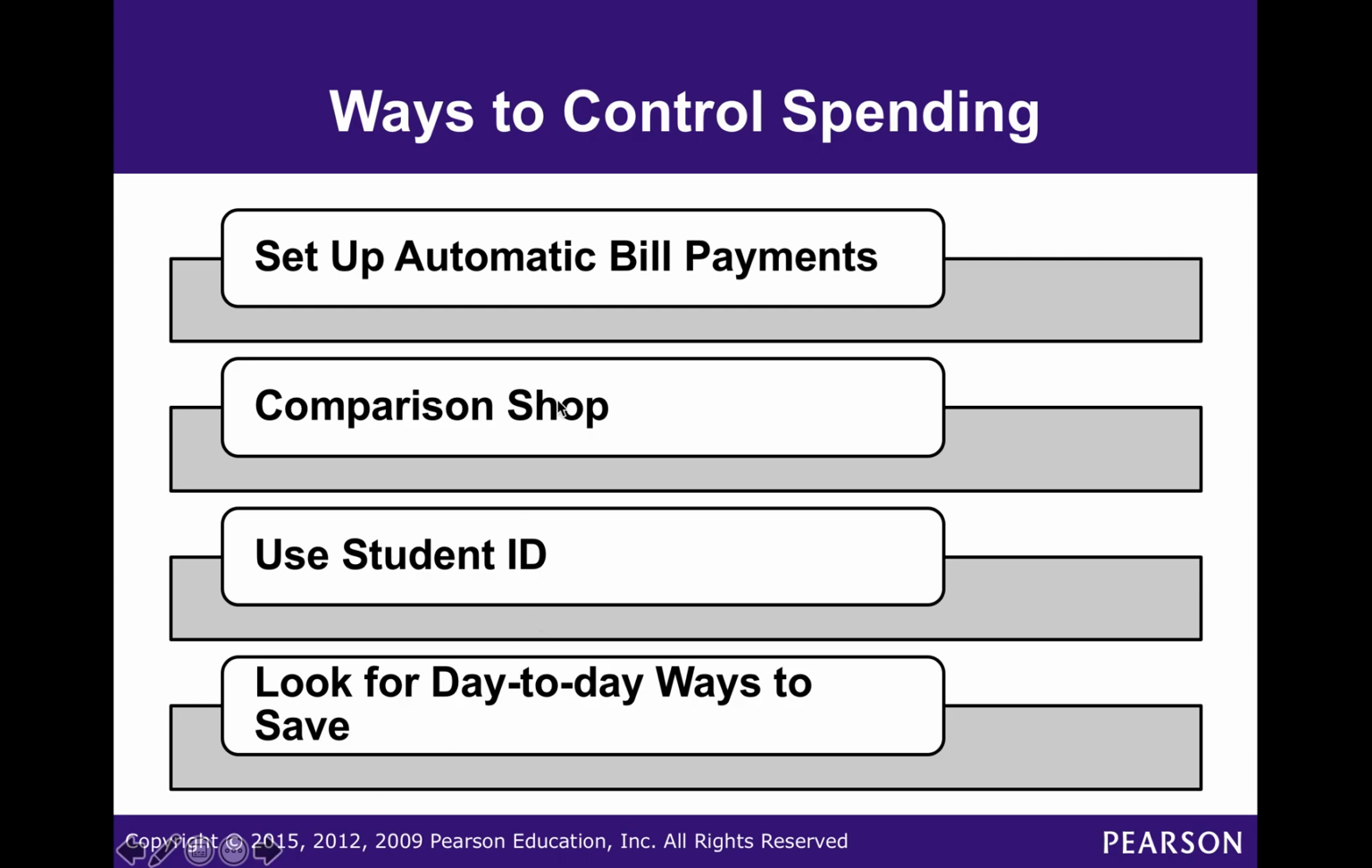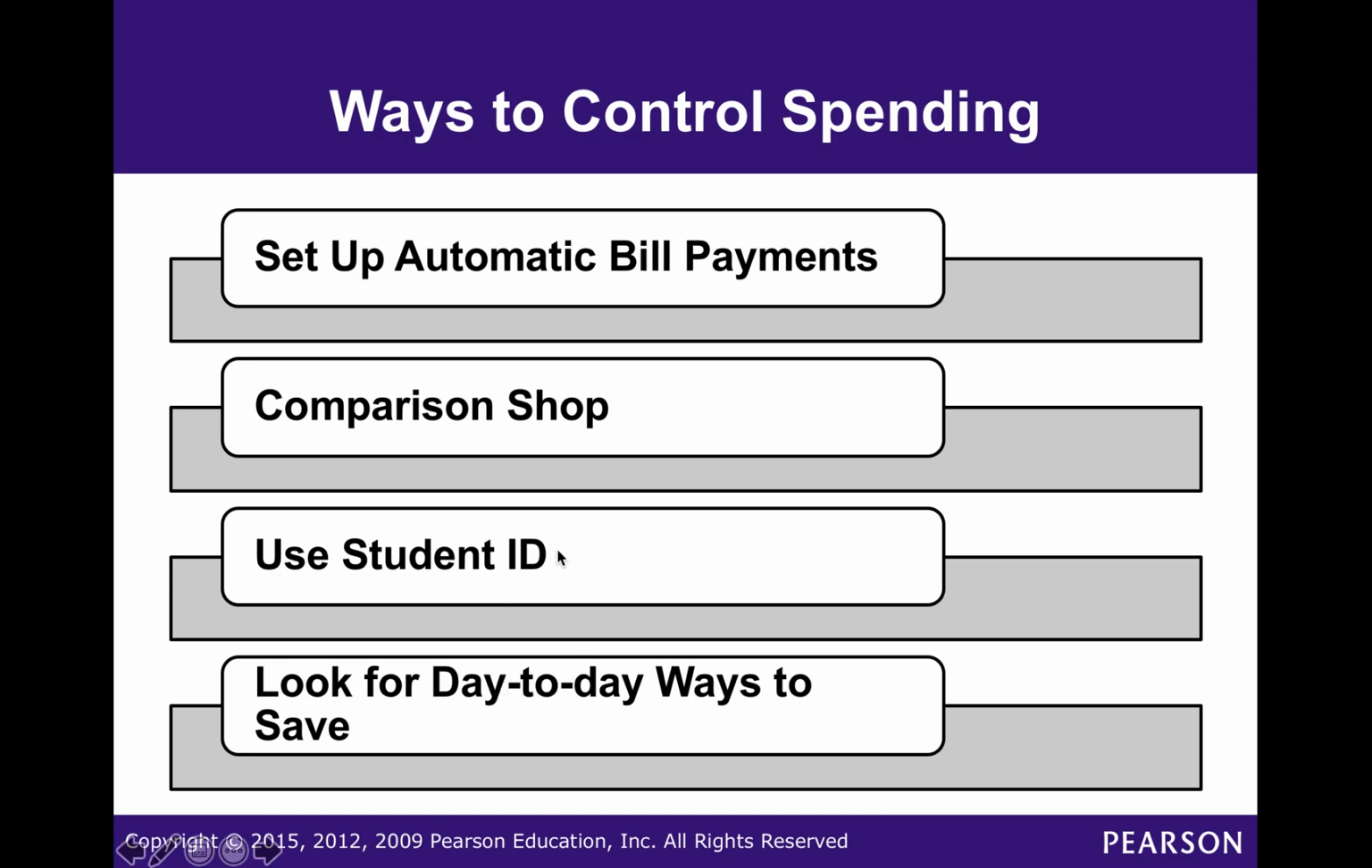Comparison shop is kind of self-explanatory, so is automatic bill payments. But comparison shop would be like if you're looking for a new computer for school, is to look at what Apple charges, what Best Buy charges, what wherever they sell computers, Amazon, all these different places, and compare. You found the computer that you want, and now you need to start comparing the prices and hopefully find the cheapest one.